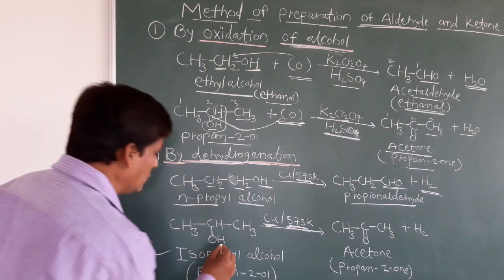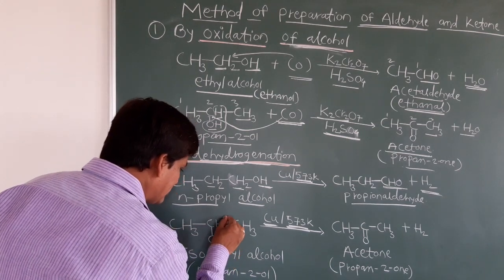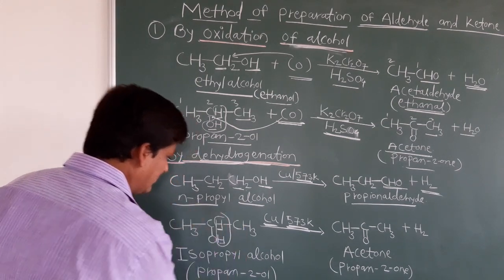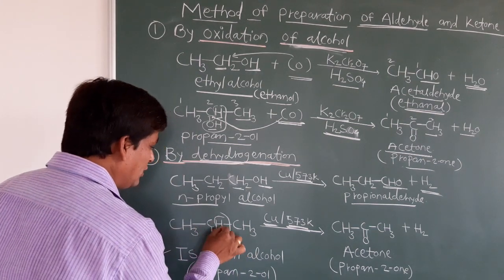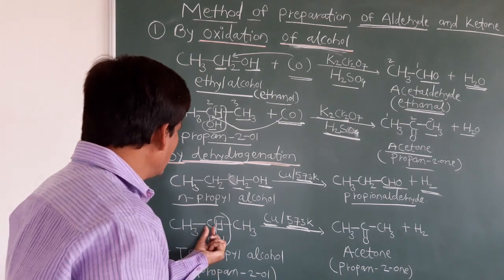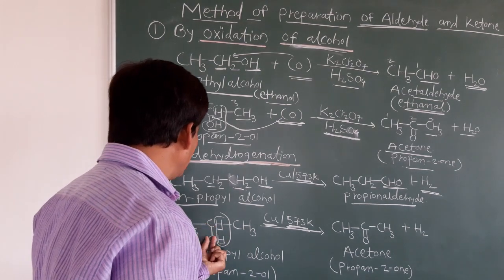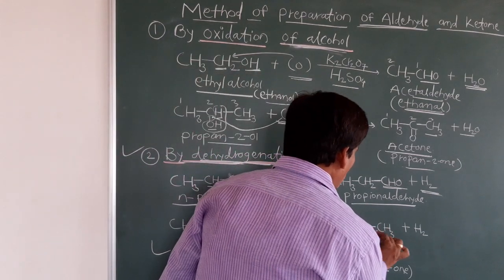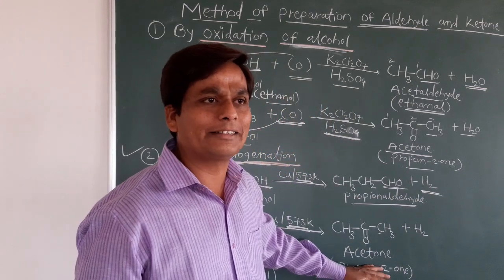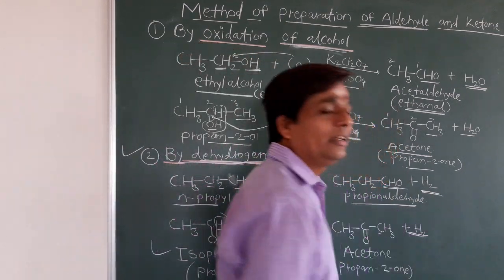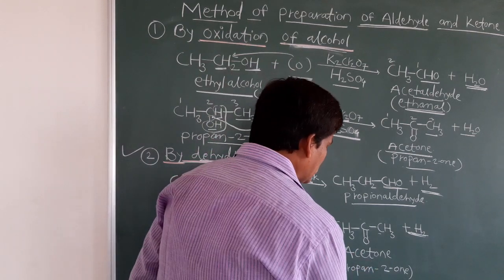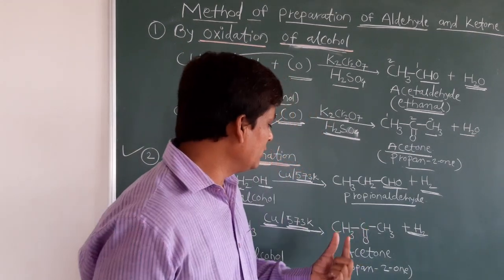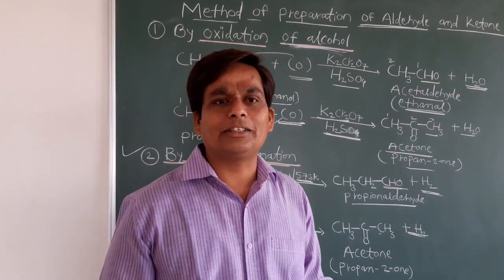How will hydrogen be removed? This H and this H, meaning H2, will be removed. What remains here is CH3CO. When these two hydrogens are removed, obviously a double bond will come: CH3C=O CH3, which is nothing but acetone, and H2 is removed as a byproduct. What is the IUPAC name of acetone? Acetone is propan-2-one. Now we will discuss another method.